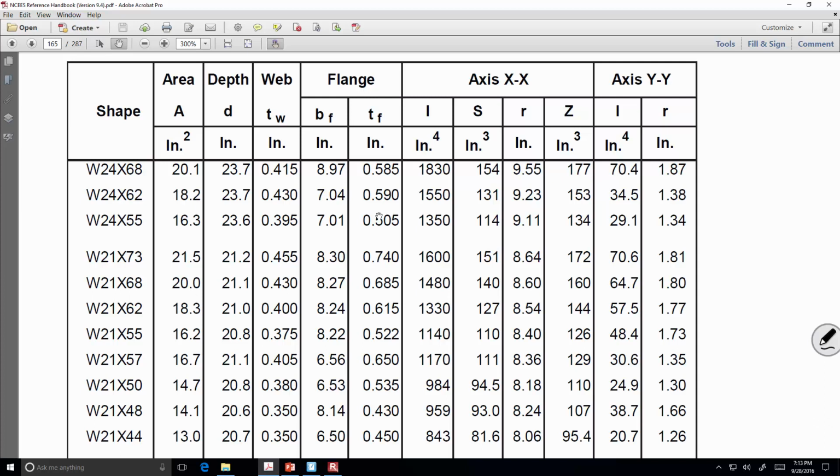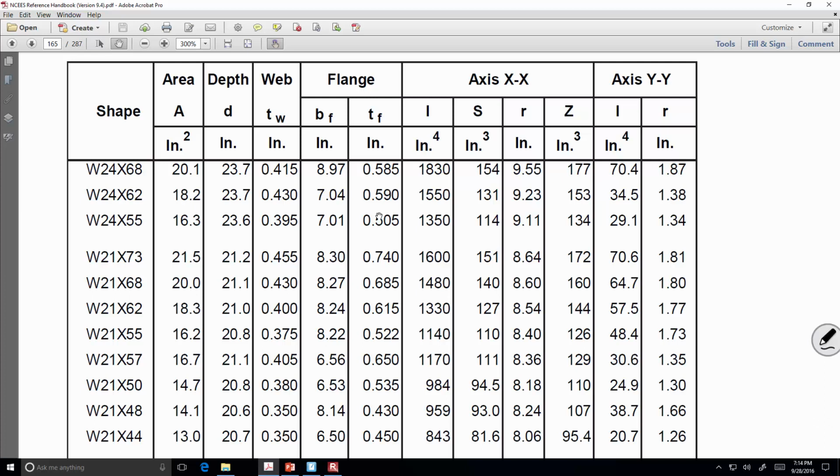Okay, so if I cut through this W21x50 with a samurai sword or a lightsaber, depending on whether or not I'm a sci-fi fan, I'm going to see that I shape having an area of 14.7 square inches. The web thickness is going to be 0.38. The flange thickness is going to be 0.535, etc. Everybody getting this? So the flanges, just so we're all clear, are the two flat parts, the web, the part in the middle. Everybody good?